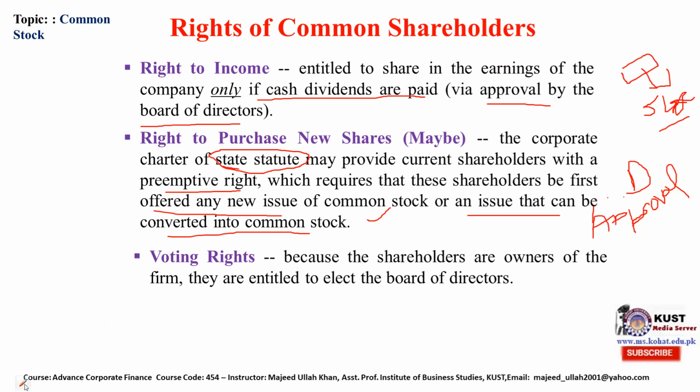What is the voting right? As we discussed, shareholders are the owners of the company, the real owners, and they are entitled to elect the board of directors. Basically, corporate governance is a mechanism in which the shareholders of the company elect the board of directors in the annual general meeting. Then these board members monitor and oversee the management on behalf of these shareholders and ensure their interest.